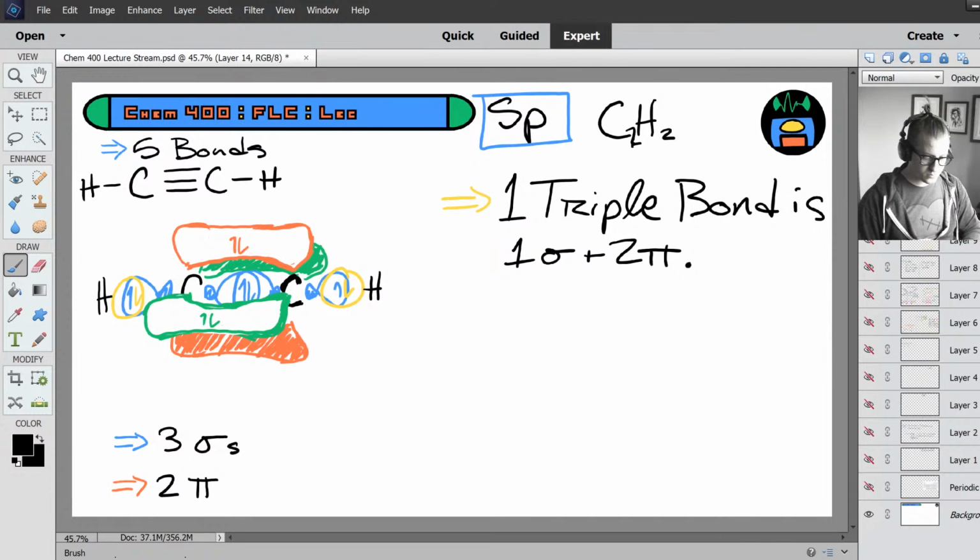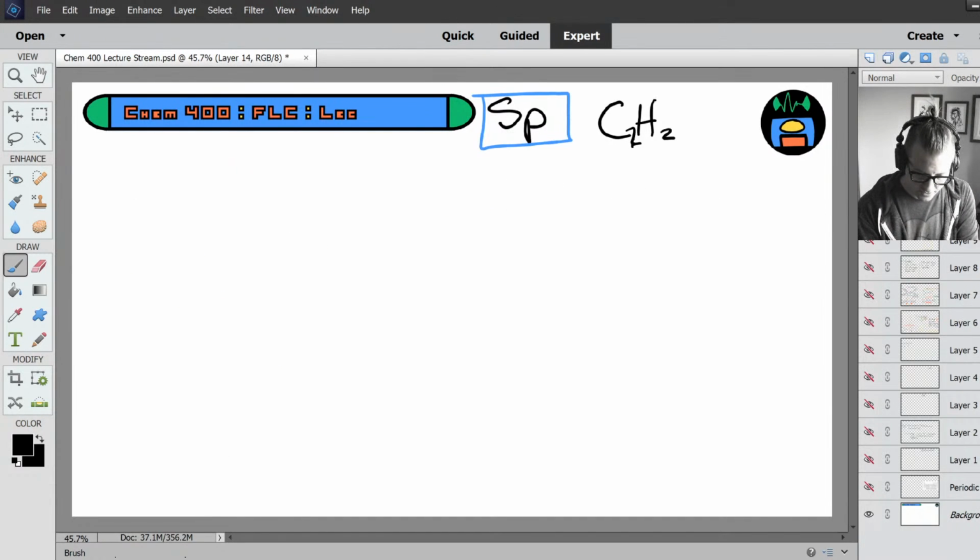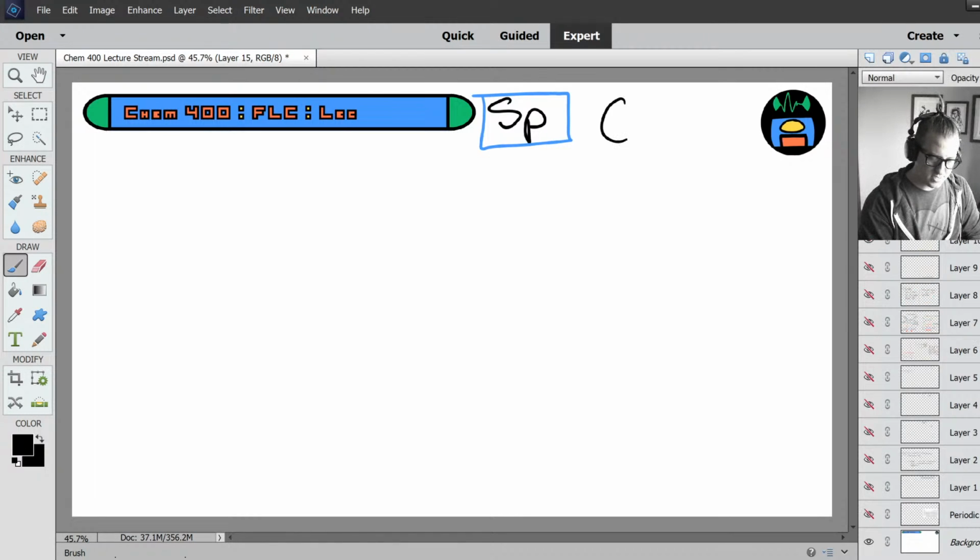Now, we're not quite done with sp hybridization. There's one last example that I want to share with you. Let's take a look at the molecule C3H4. All right. If you draw the Lewis structure out for this molecule.